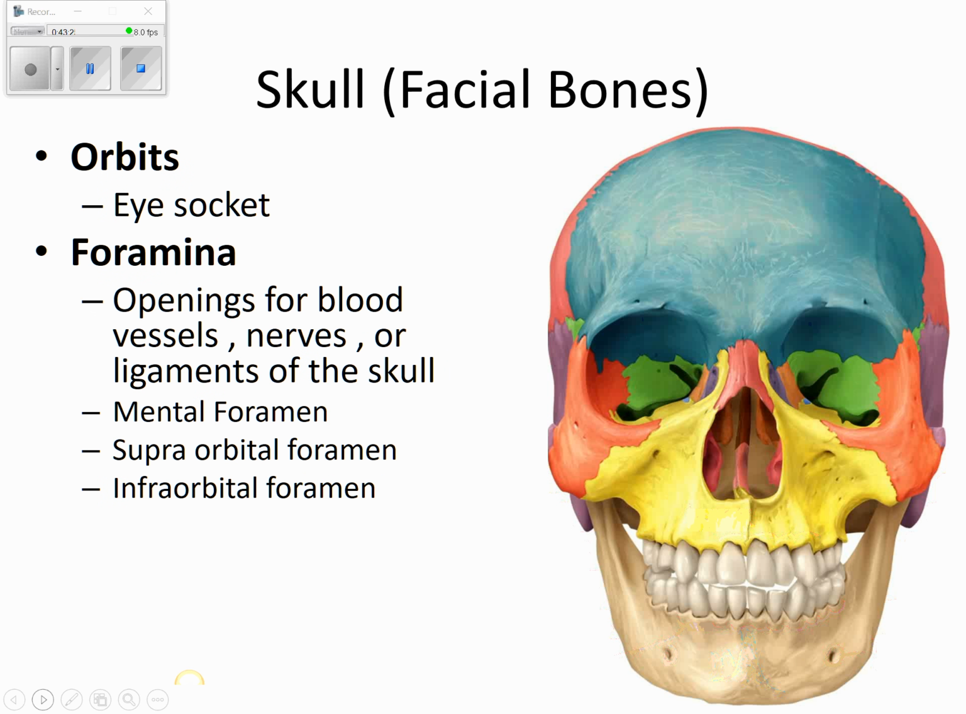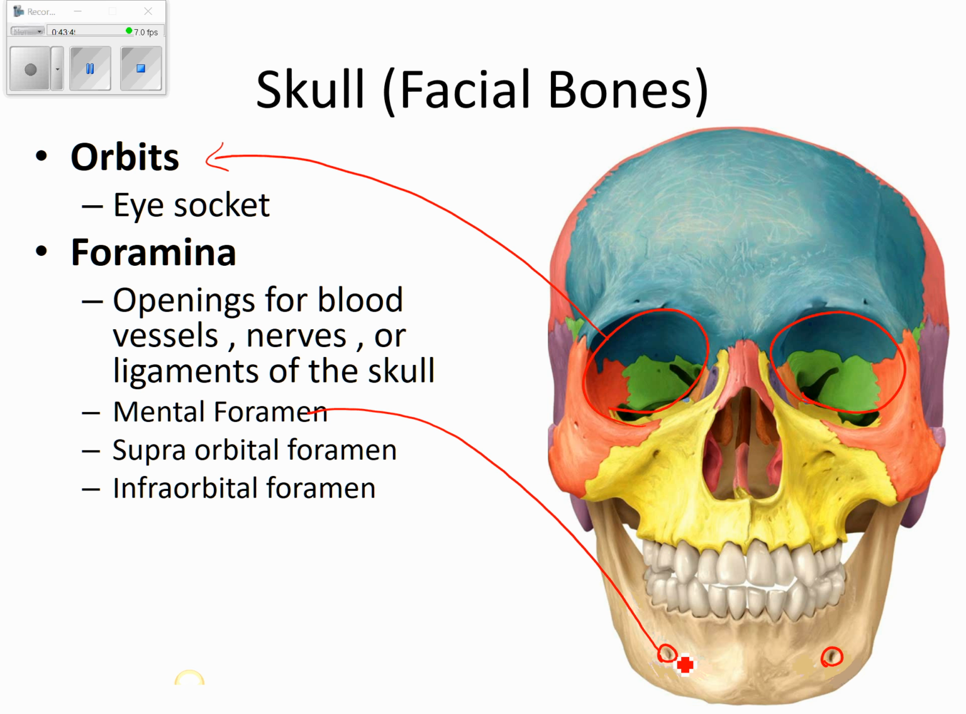Next, we have the orbits, which are here. These are cavities, or the orbital cavities. They are your eye sockets, or bony sockets for the eyes. Your foramina, of course, are openings for blood vessels, nerves, or ligaments of the skull. Again, we've already talked about that. You have two on the mandible, and these are down here. These are the mental foramen. Then you have two up here above the orbit. These are called the superior orbital foramen. And the ones below the orbits are called the infraorbital foramen.